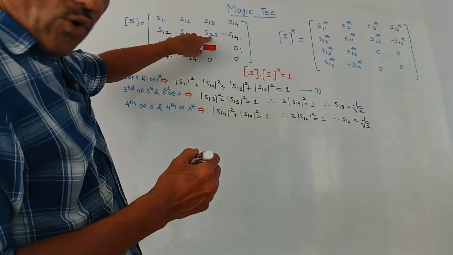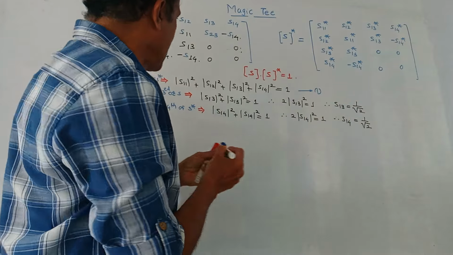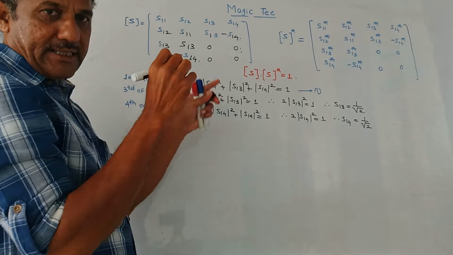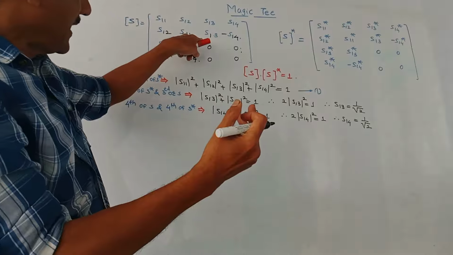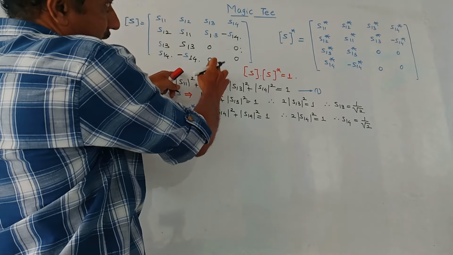One more thing, this we already discussed. This S23 is same as S13. So let us make the change at this point. So I can well write this as S13. We already discussed this. S23 is same as S13. This is the matrix S.